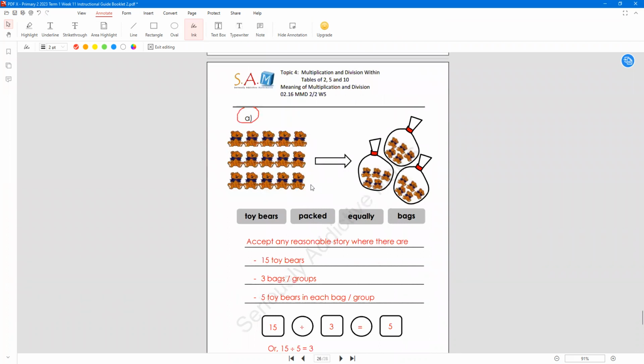Okay, so there are 15 toy bears, right? And then Angela packs them into 3 bags, into 3 equal bags. Okay, question would be how many toy bears are there in each bag?